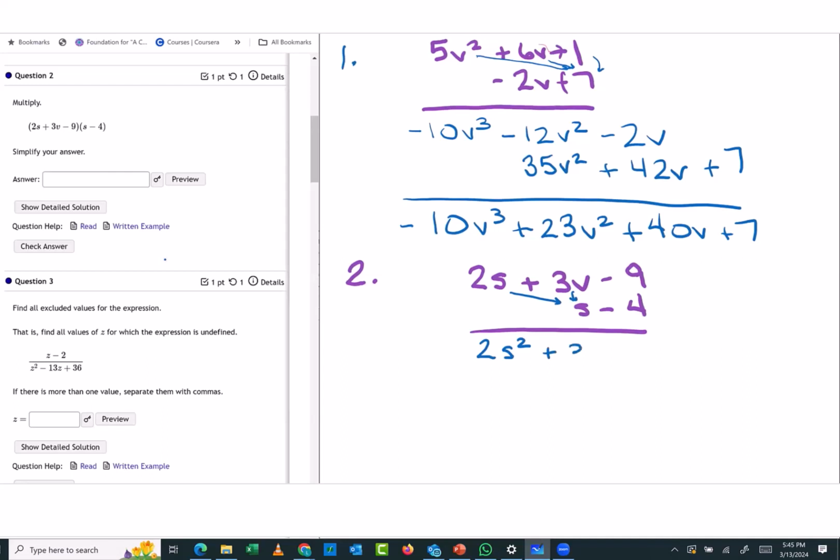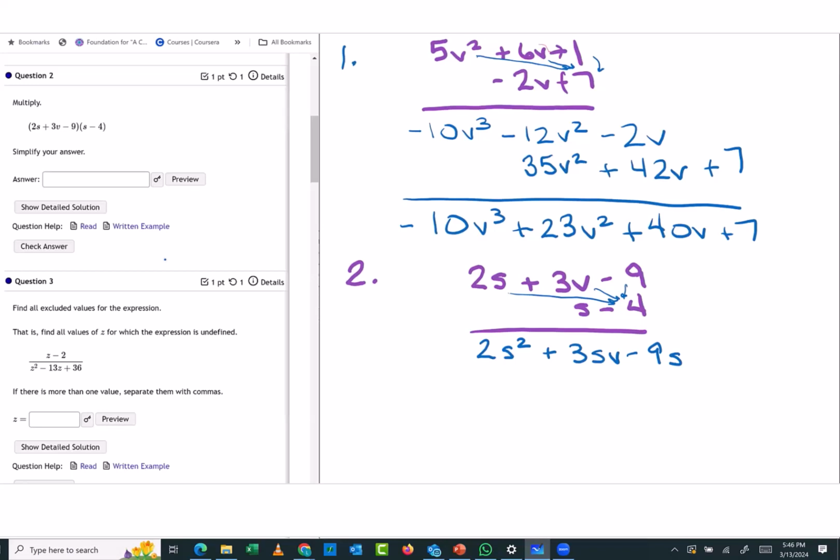plus 3sv minus 9s. That takes care of every term in the top times every term in the bottom. Now I'm going to do every term in the top times the second term in the bottom.